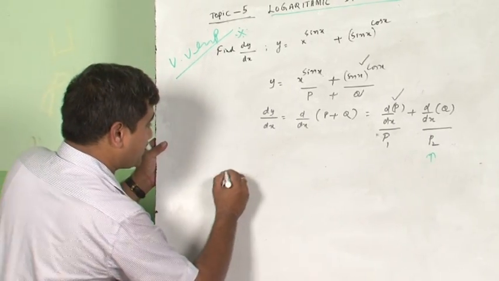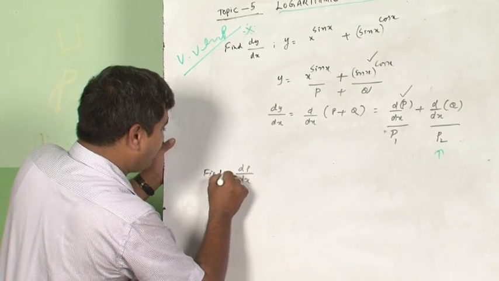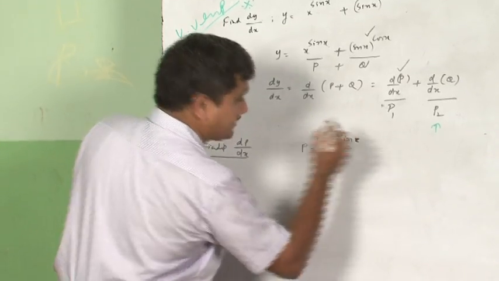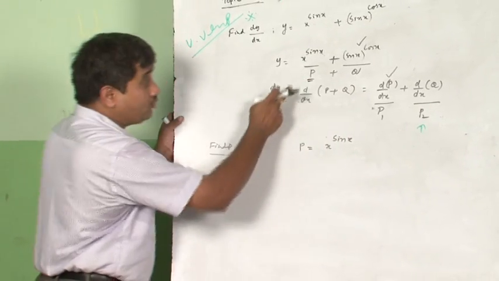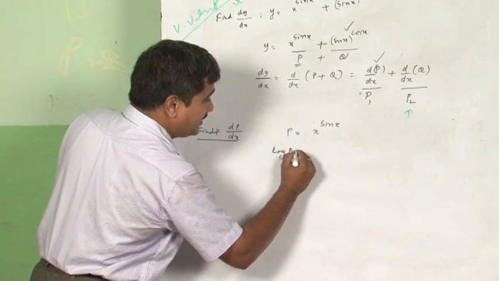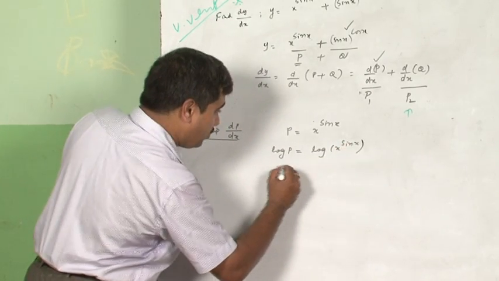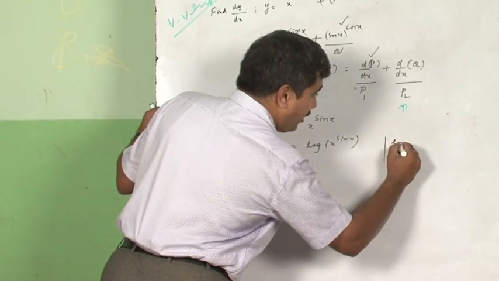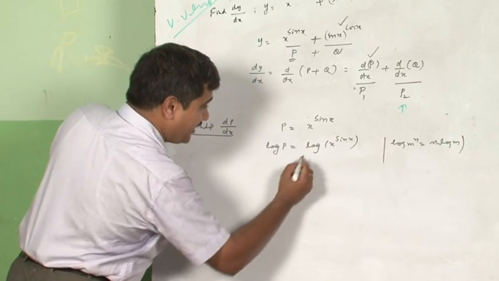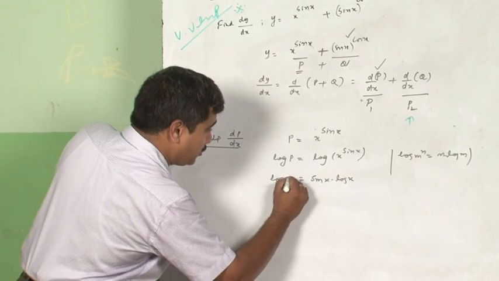So, first of all, dp by dx I will be finding. Now, how to find dp by dx? Take the function p, x to the power of sin x. I have taken it separately, because I have already assumed it as p. Take logarithm on both sides. Log p is equal to log x to the power of sin x. Then, I told you already, log m to the power of n is equal to n log m. Using this rule, it becomes sin x into log x. So, log p is equal to this function.